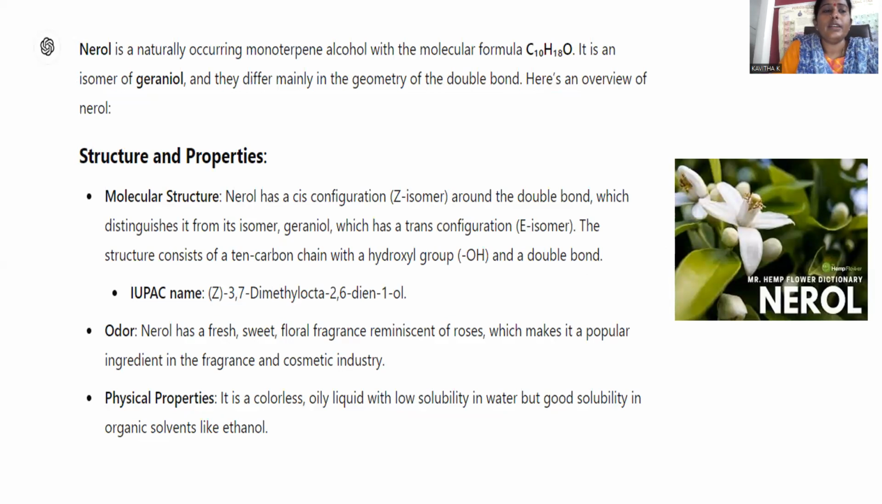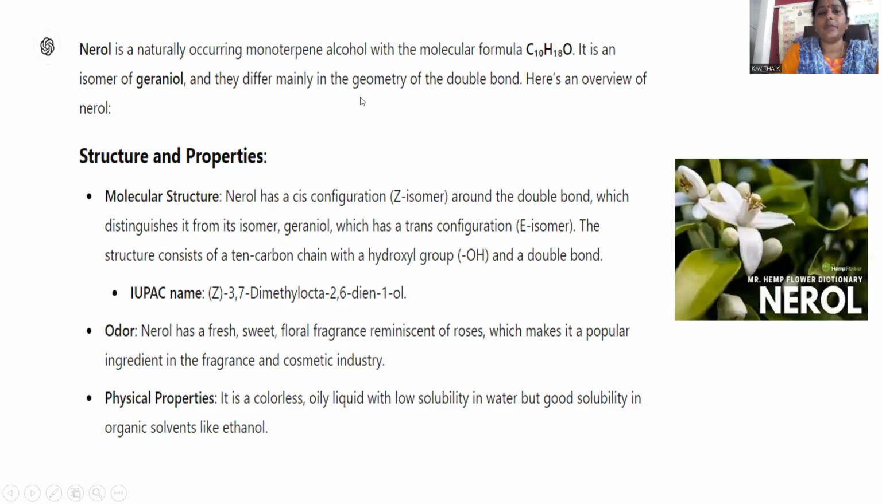With that we conclude carene, and let's go with nerol. Nerol, geraniol, both are isomeric in nature. They are naturally occurring monoterpenes. Monoterpene means two isoprene units joined together. The molecular formula is C10H18O for this nerol. It is an isomer of geraniol. Nerol and geraniol are isomeric, and they differ mainly in the geometry.